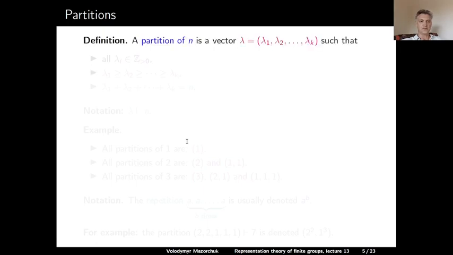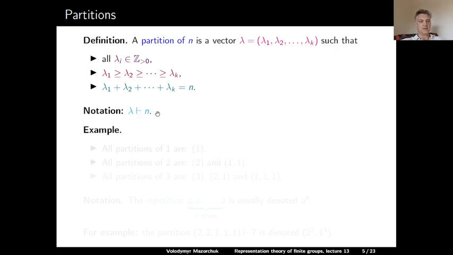So what is a partition? A partition of n is a vector lambda with entries lambda 1, lambda 2, and so on, lambda k, such that all these entries are positive integers. They decrease, so lambda 1 is greater than or equal to lambda 2, that is greater than or equal to lambda 3, and so on, and they add up to n. So this is the usual notation to say that lambda is a partition of n.